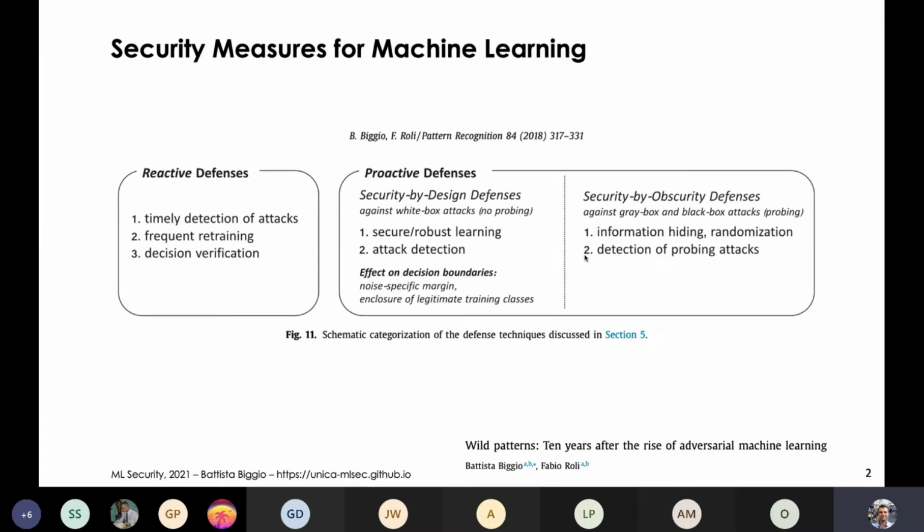So this is just to give you a rough overview of what can be done in general to protect a machine learning model or a system if you want. But now we will delve more into the details of these security by design defenses. Okay, so we will mostly talk about methods which you can use to improve robustness of learning algorithms and to detect attacks. Okay, but I would like to give you before a more general overview of what can be done, because this is not the only thing you can do.